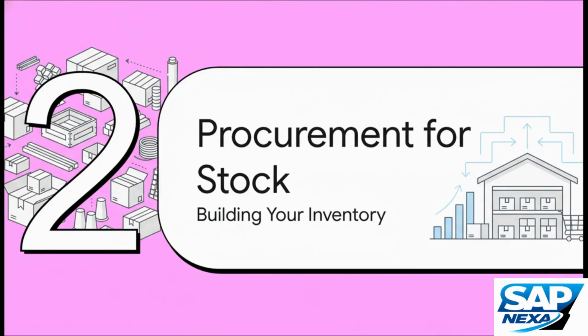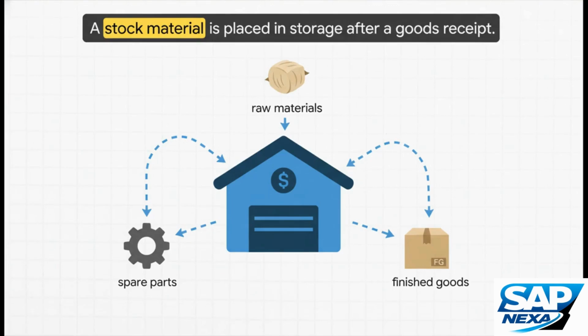So let's talk about procuring for stock. This is all about buying materials with the goal of building up your inventory. We're talking about things like raw materials for your production line, spare parts to fix machines, or even finished goods that you plan to sell later. These are all items that, as soon as they arrive from the vendor, you put them away in a warehouse or some other storage location. They officially become company assets.